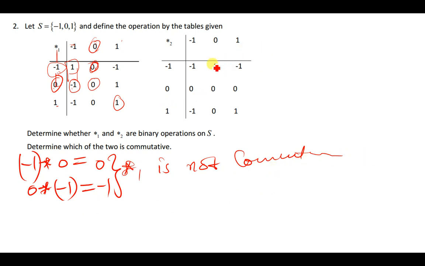Let's now check star 2. So star 2, we have -1 star -1, the answer is -1. 0 star 0, the answer is 0. -1 star 0, the answer is 0. 0 star -1, the answer is still 0. So there is consistency here.